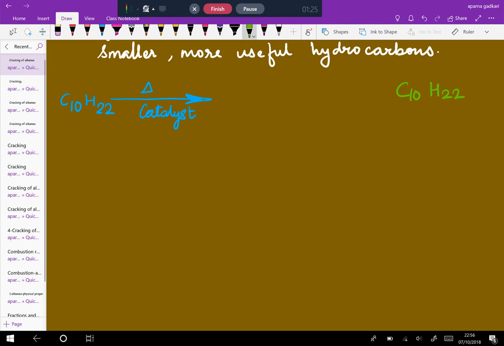So now you have C10H22. If that is thermally decomposing, one of the products can be, suppose, C4H8, and since hydrogen is double of the carbon, it means that it is an alkene, and since there are 4 carbon atoms, it is a butene. So one of the products will be C4H8, that is butene. And this is my decane.